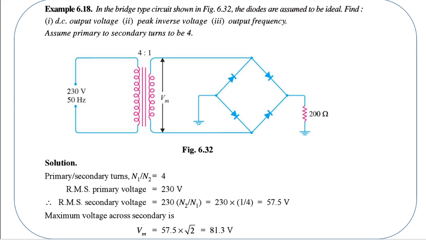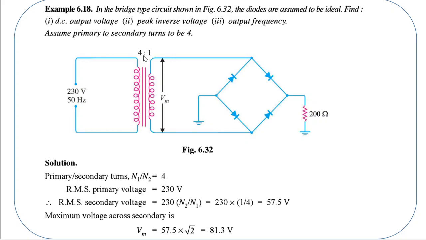Another problem, in the bridge type circuit shown in this figure, the diodes are assumed to be ideal, meaning internal resistance is 0, so you don't have to bother about Rf. Find the DC output voltage, peak inverse voltage and output frequency. Assume primary to secondary turns to be 4. So turn ratio N1 is to N2 is 4 is to 1.